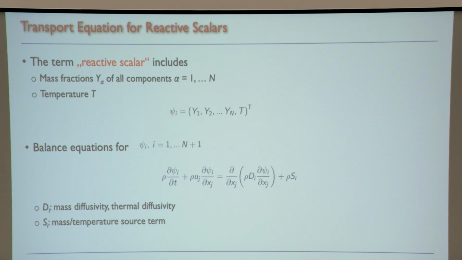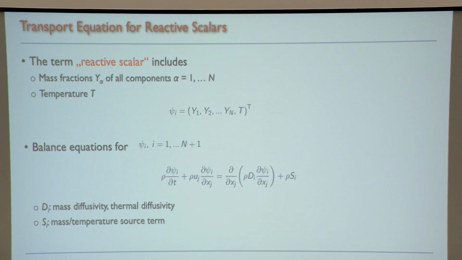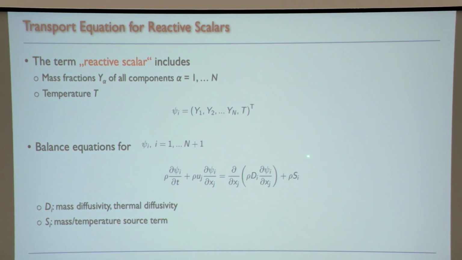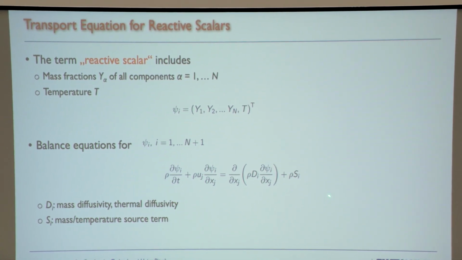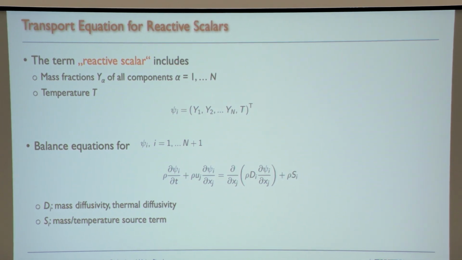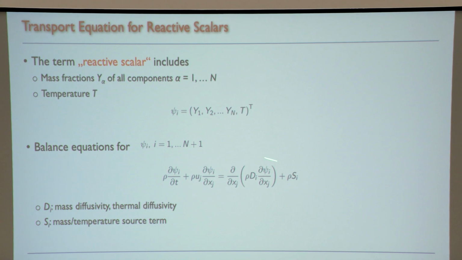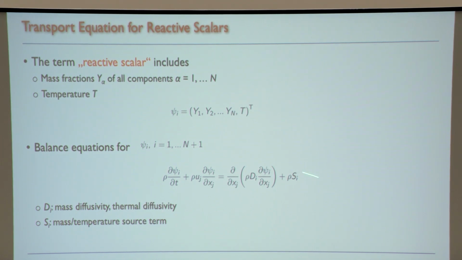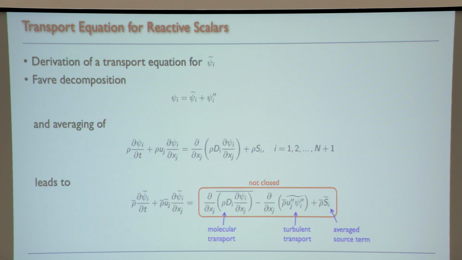And then what we do here is we write this as just a scalar equation. So we have a vector of scalars, and the vector of scalars has all the mass fractions we're interested in, plus the temperature. And then we have a vector of source terms, which are the source terms for the mass fractions and for the temperature. But it means for all the scalars, we can just use this one equation. And so here we can do the same.